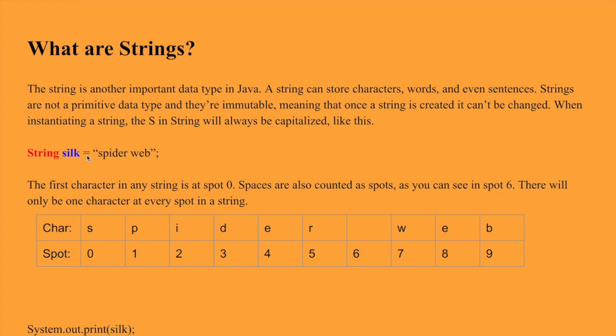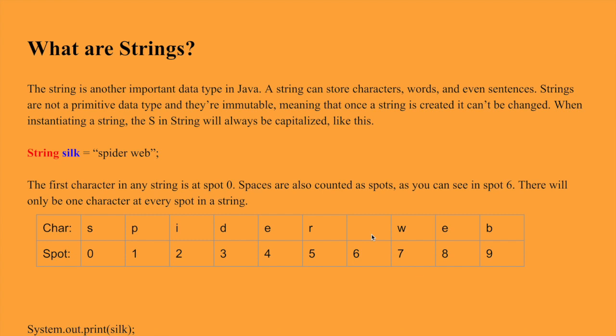So remember the format: data type, name, equals, declaration, semicolon. So String silk equals "spider web". It's a string named silk, and it holds the text spider web with a space in between. The first character in any string is at spot 0. The first character, this S, is at spot 0. Spaces are also counted as spots, as you can see in spot 6. There's a space between R and W, but it's still stored in there. There will only be one character at every spot in a string.